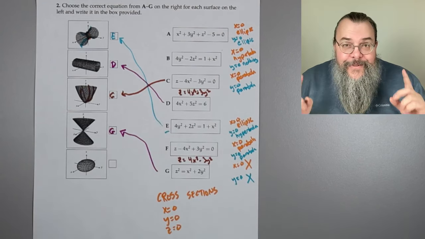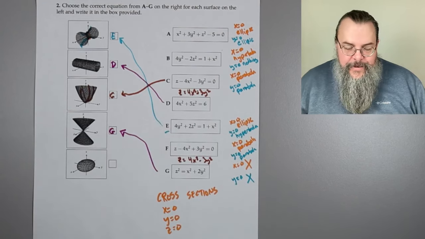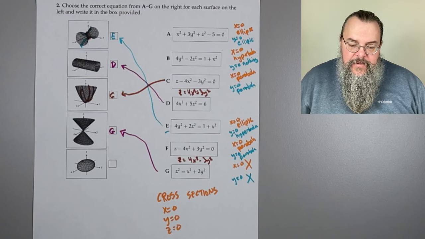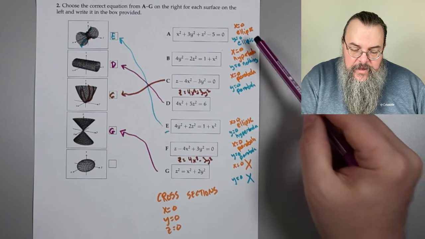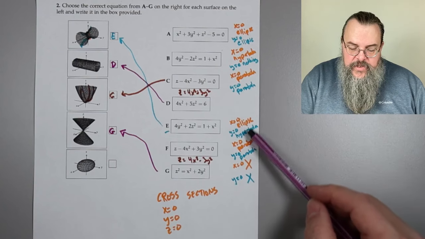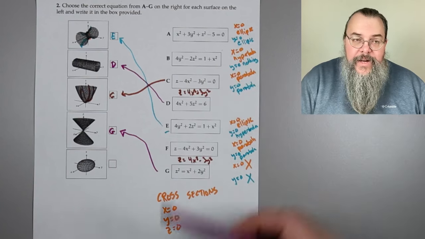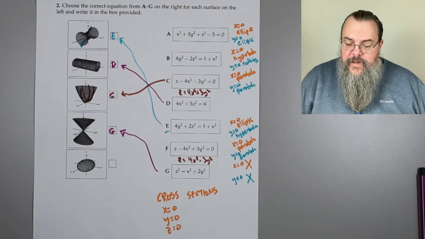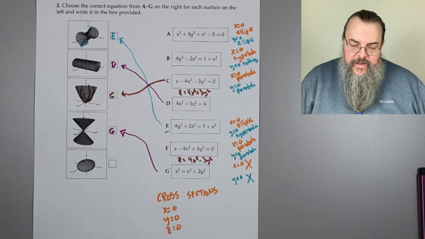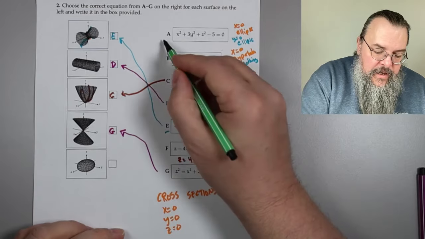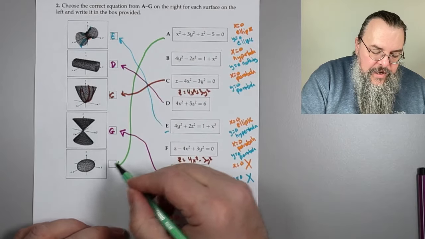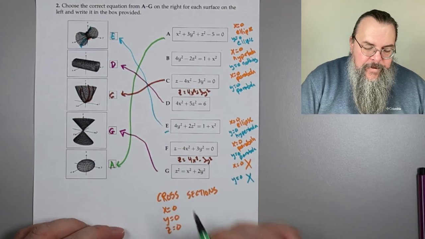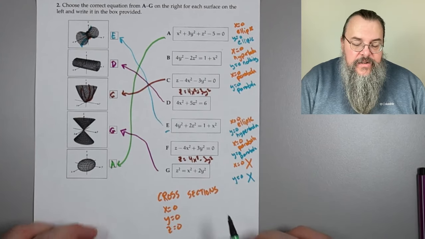All right, the last one, our ellipsoid, our M&M. So we want ellipse, ellipse. Okay, we see an ellipse, ellipse. Double check to make sure nothing else has that. That's the only ellipse, ellipse we have, which means that the last one for us to mark is going to be A. So there we go: E, D, C, G, A.